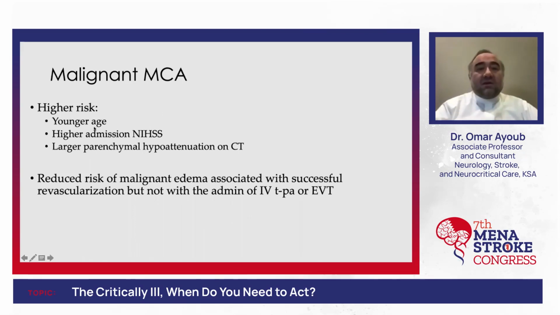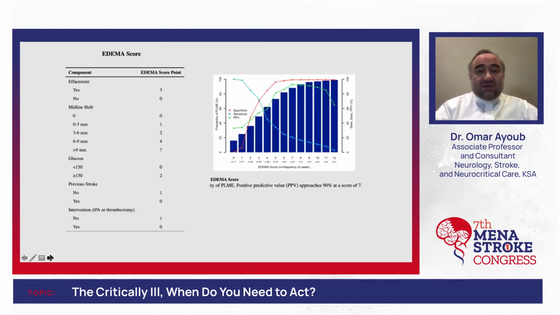So there had been multiple papers looking at the different predictors of development of malignant MCA, and they found that younger age, higher admission NIH stroke scale, and large parenchymal stroke on CT scan increase the risk of malignant MCA. And again, that risk increases with successful recanalization.